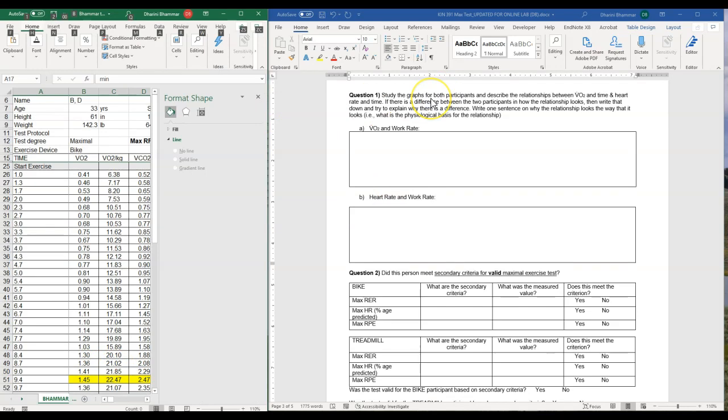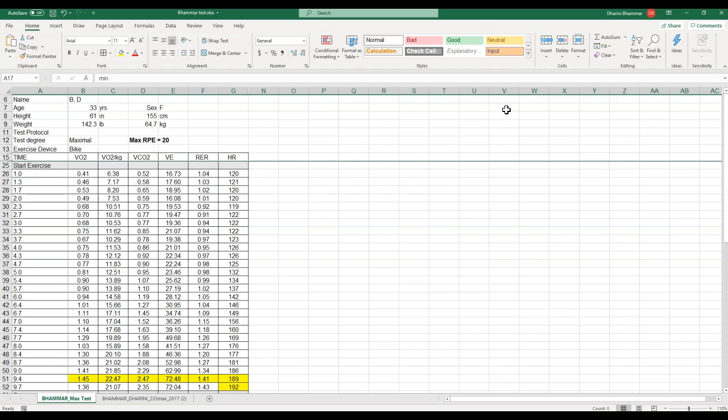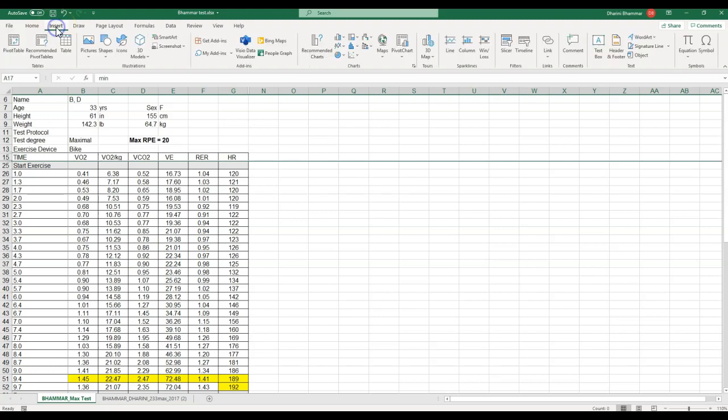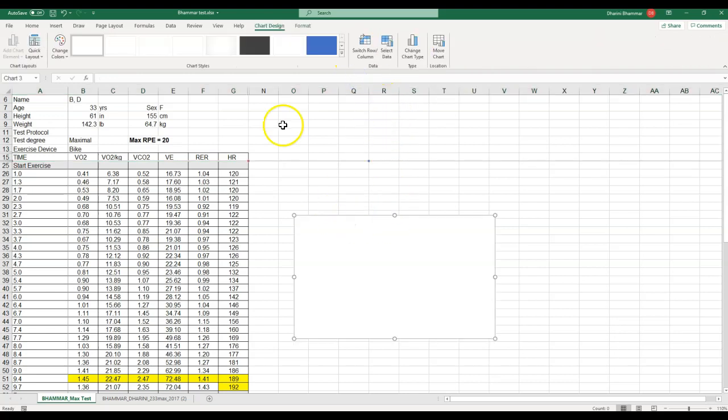This next question is asking you to study graphs that you need to make for two relationships, VO2 and time, and heart rate and time. I'll show you how to make one graph and then you can make it for the other one in the same way. So when you're in Excel, click on Insert, find the charts, they're in the middle. That's the scatter chart. So click on that, click scatter. It should open up this ribbon, but if it doesn't, just click on chart design.